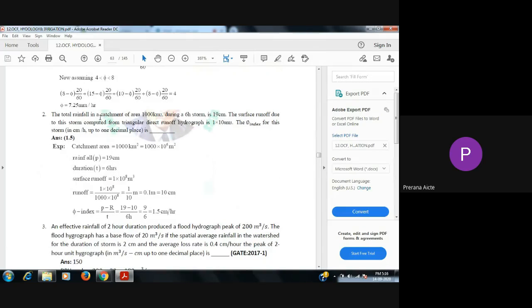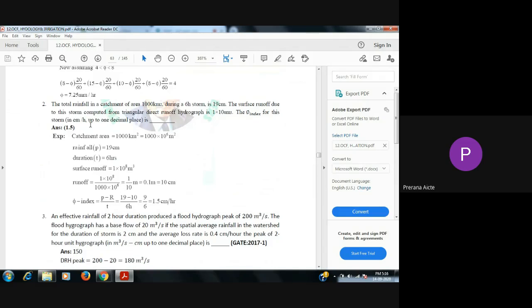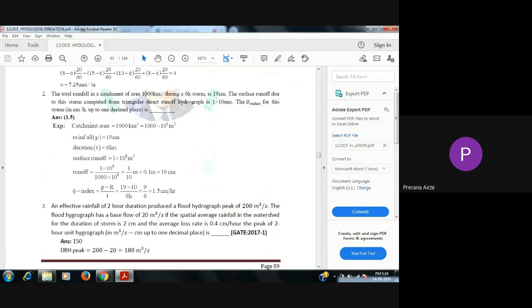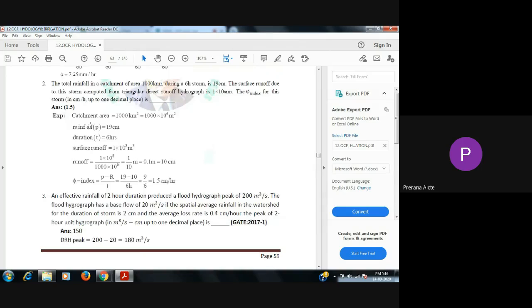See, easy to understand. That's right. Read the problem carefully. The total rainfall in a catchment of area 1000 square kilometer during a 6-hour storm is 90 centimeter. So the total rainfall is 90 centimeter, area is 1000 square kilometer, from a 6 hours storm. So the surface runoff due to this storm computed from a triangular direct runoff hydrograph is like this.